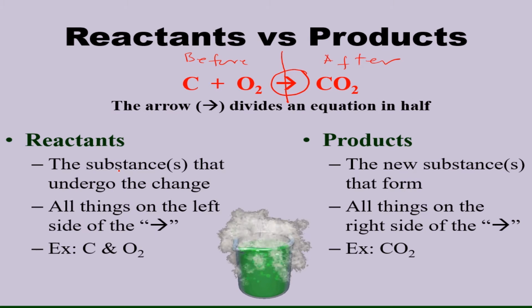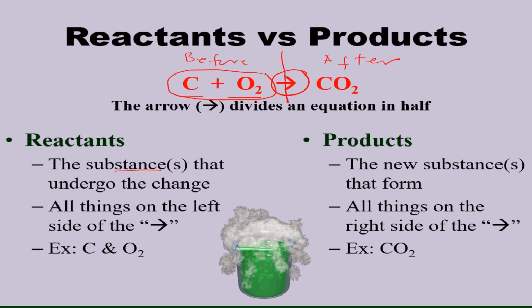So the reactants are the substances that undergo the change. These two, the carbon and the oxygen, are the substances that make the change. All things on the left side of the arrow are called the what? They are called the reactants.